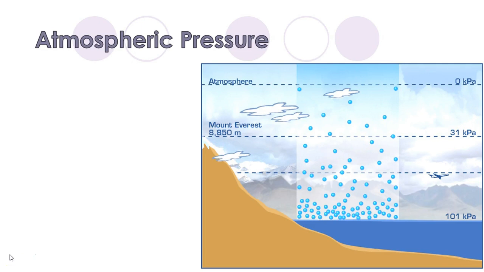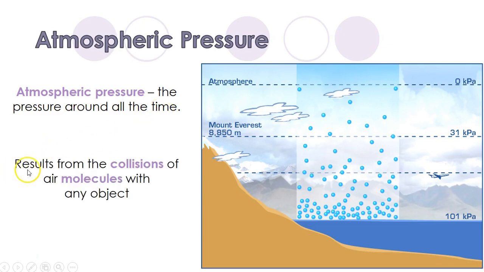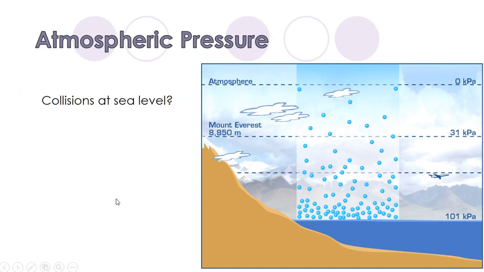So when we relate gas pressure, we can finally talk about our atmospheric pressure. Here we have a diagram where we have these different particles that are colliding at a given surface area. So we talk about Mount Everest, and we also talk about the higher atmosphere. In general, the definition of atmospheric pressure is the pressure that is all around us at the same time. The reason we have atmospheric pressure is because of the collisions of the molecules in the air over a given object.